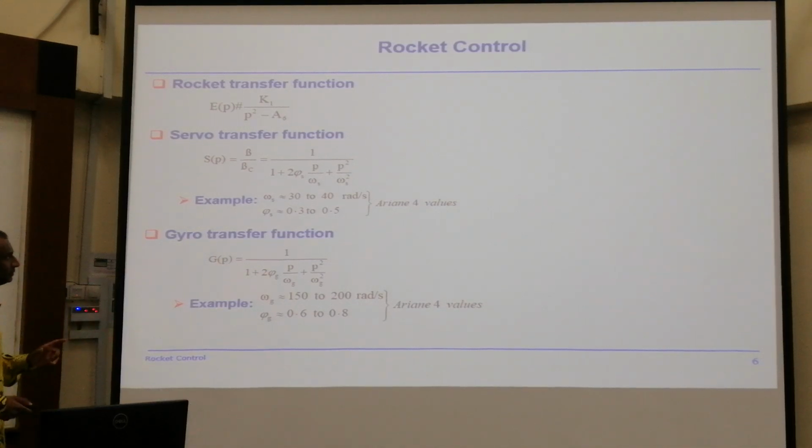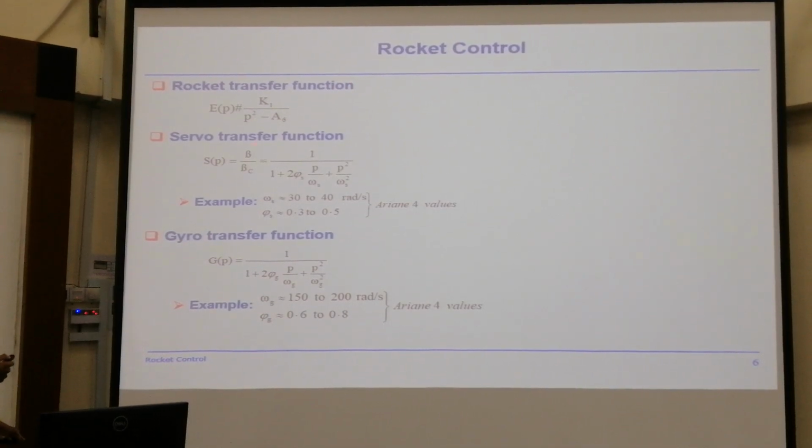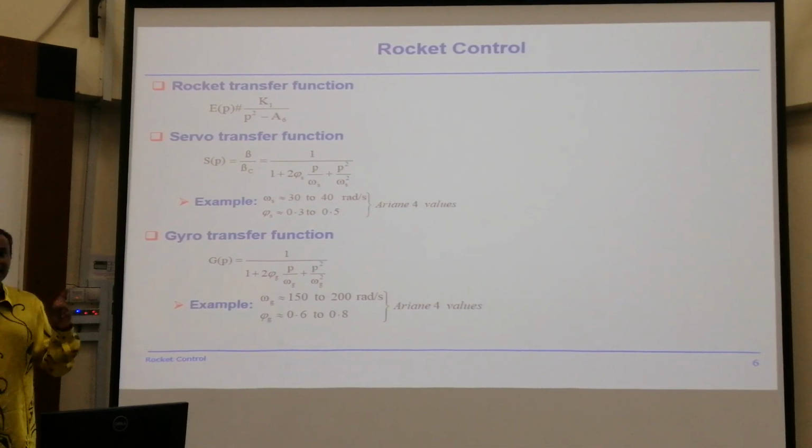Okay, now very important, you have learned control engineering. I have the dynamics of the rocket. I have the servo dynamics, the transfer function of the servo. I have the transfer function of the gyro. So technically speaking, the plant is this: plant, servo, sensor. I can now build a block diagram.